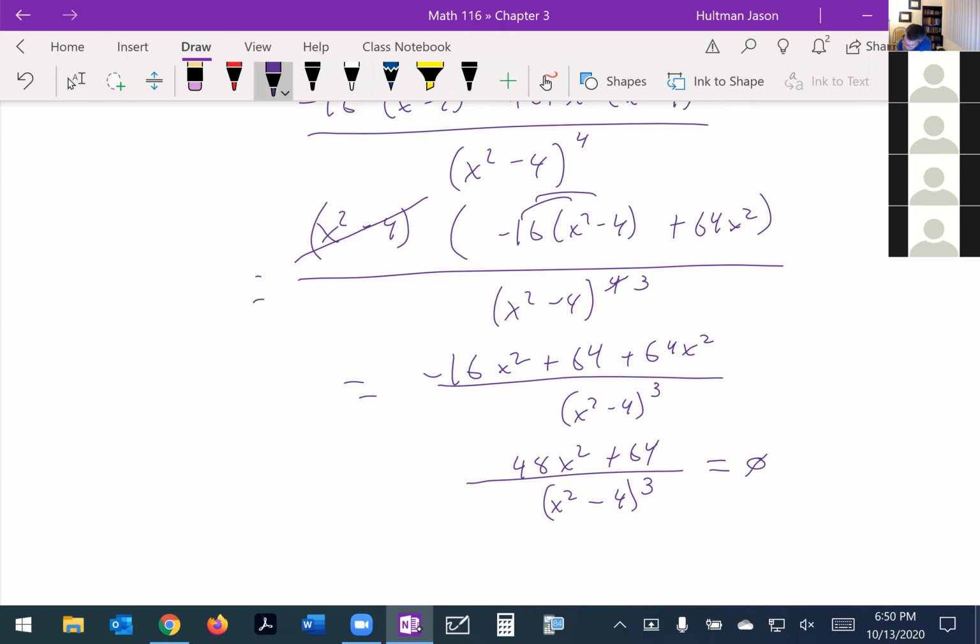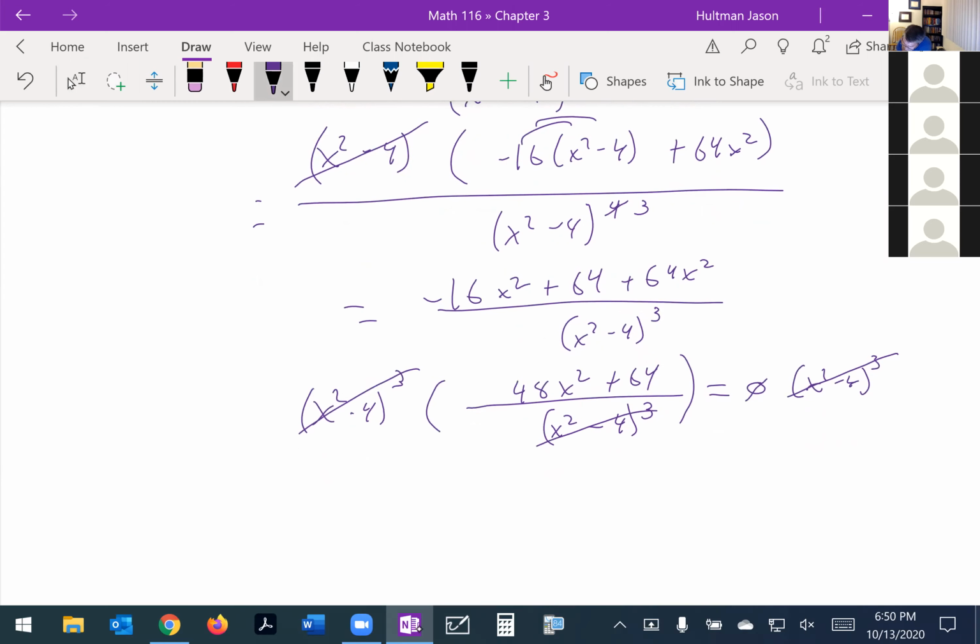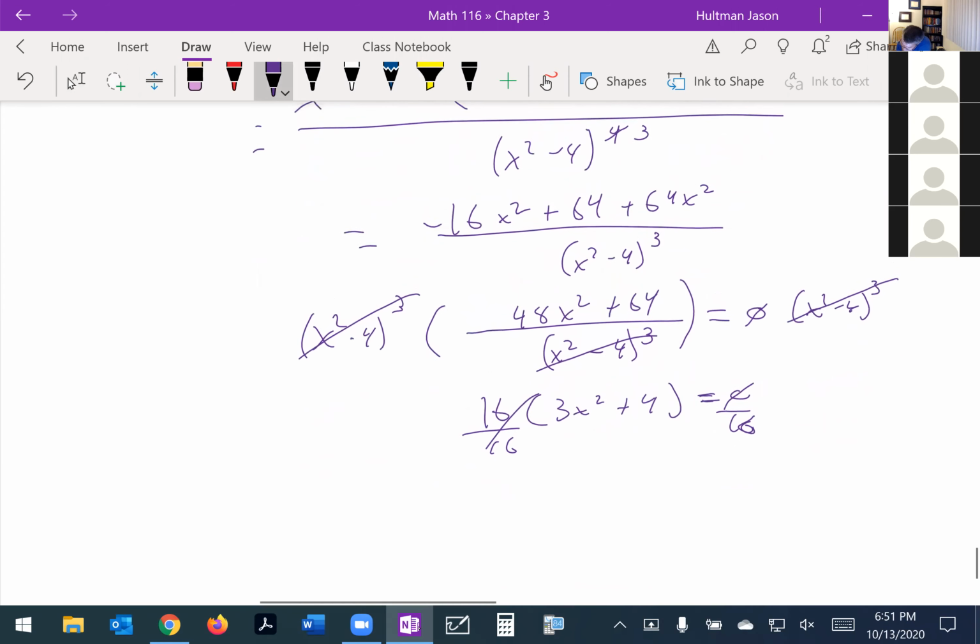The first thing I want to do is multiply both sides by the denominator, x squared minus 4 cubed. That goes away. So now I get 48x squared plus 64. I could factor out a 16: 16 times 3x squared plus 4 is equal to 0. Divide by 16, and that goes away. So we get 3x squared plus 4 is equal to 0.